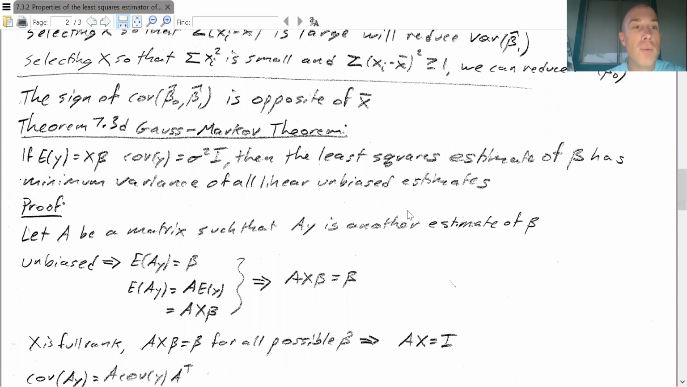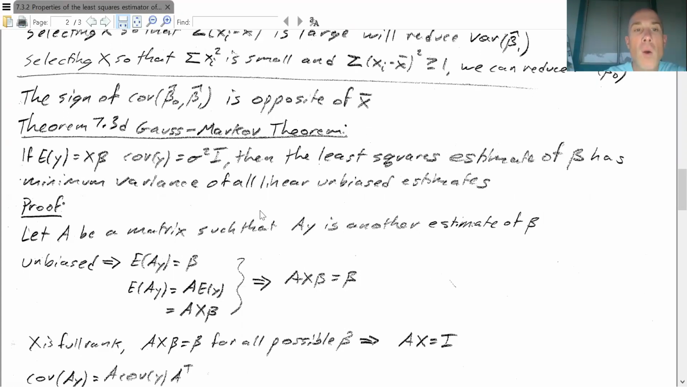Okay, so if the expected value of y is x times beta and the covariance is sigma squared times I, then the least squares estimate of the coefficients has minimum variance of all linear unbiased estimates there are. So it's going to be the best estimate. We're going to call it BLUE: best linear unbiased estimate.